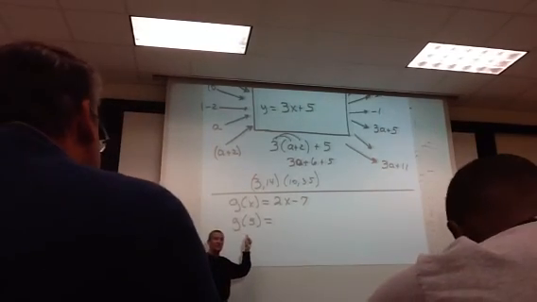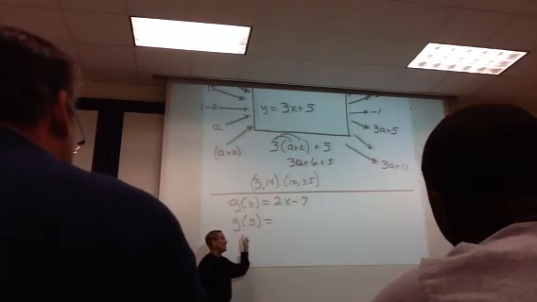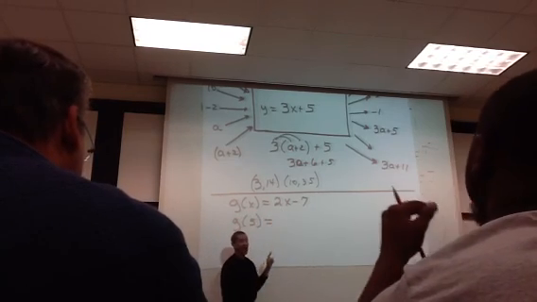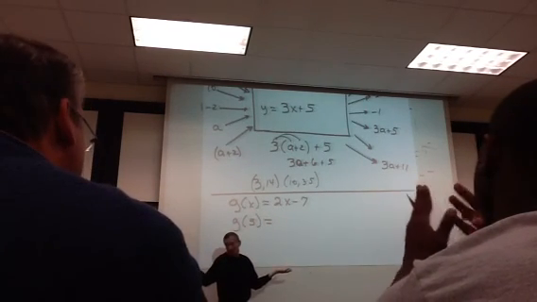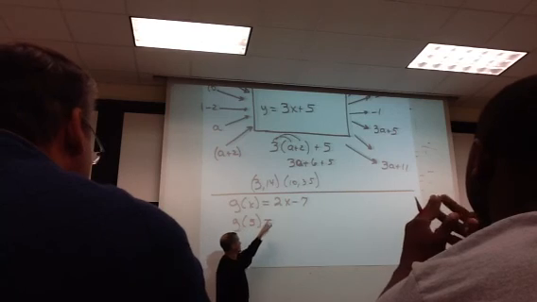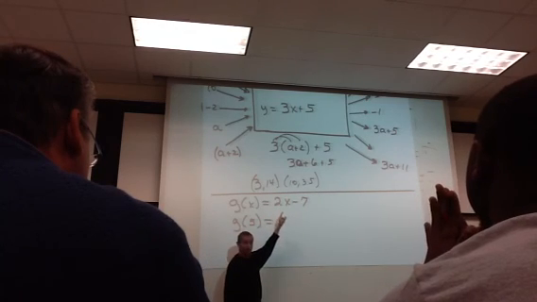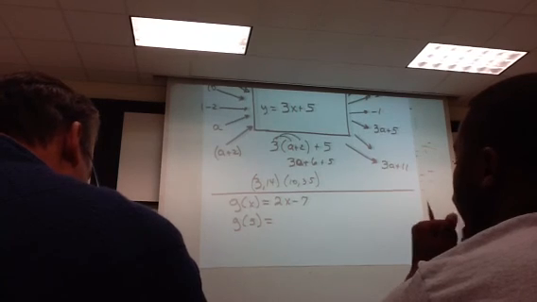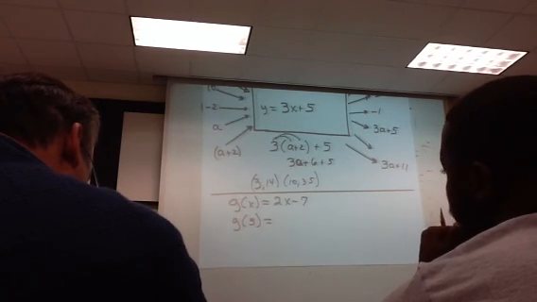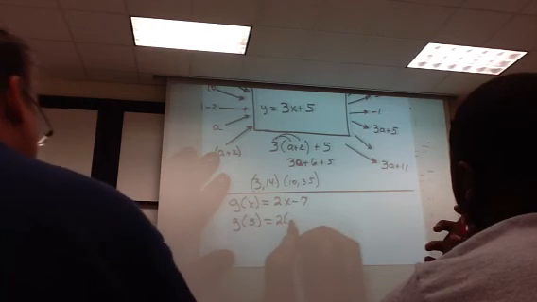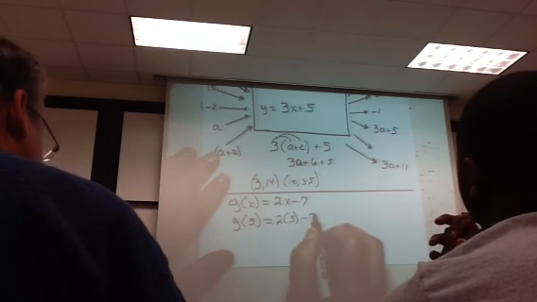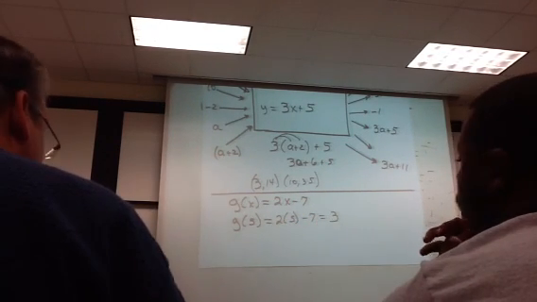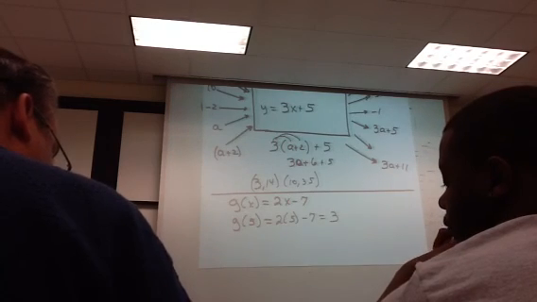And what you're going to think is, well, what this means is, everywhere there's an x, I'm going to be putting a 5. So G of 5 means 2 times 5 minus 7. It simply means evaluate the function at 5. So everywhere there's an x, no way to put it, there's a 5. So G of 5 is 3.